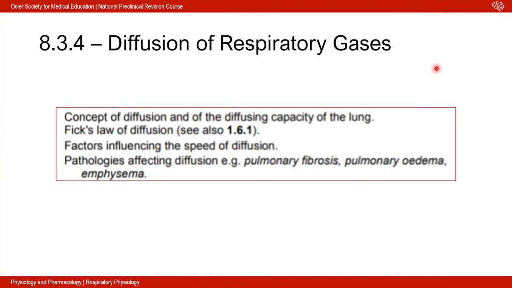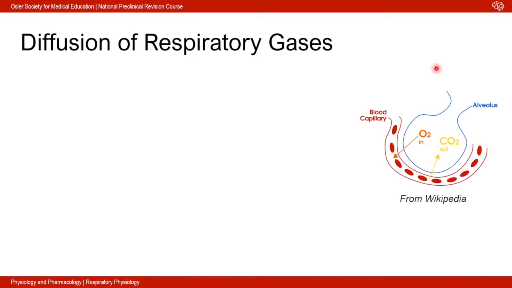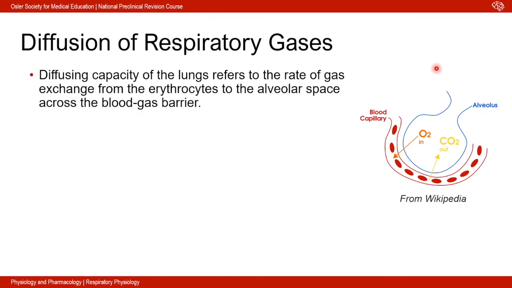Right, so moving on, we've got to talk about diffusion of respiratory gases. So going back to our diagram from the start, CO2 goes into the blood, oxygen goes into the blood, and CO2 goes out. So the diffusing capacity of the lungs is really about the rate at which this process can happen across this barrier between the alveolus and the blood capillary.